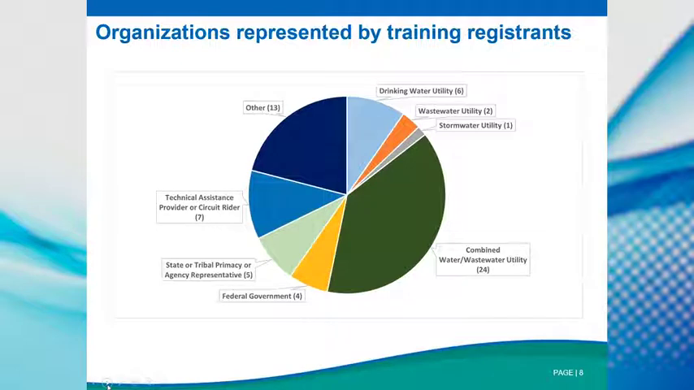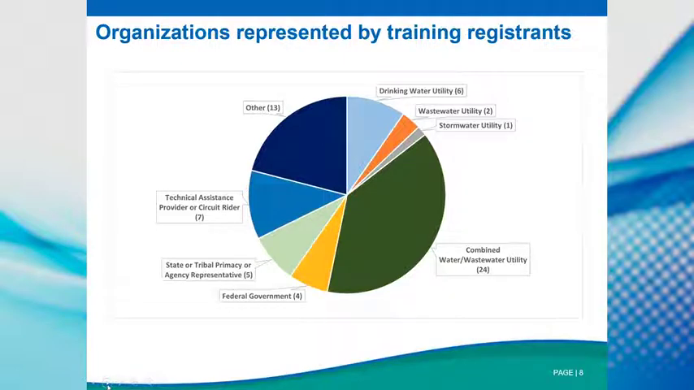So it's drinking water, wastewater, stormwater utilities, and combined systems. And then on the left side, we've got technical assistance providers, state and federal agencies, and then other. And in this case, that includes local government, conservation departments, environmental consultants, wholesale water providers. So a nice mix.